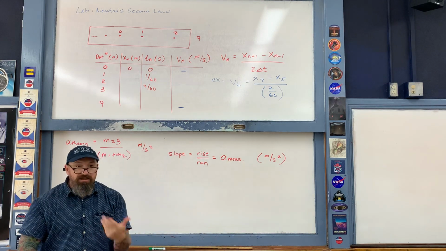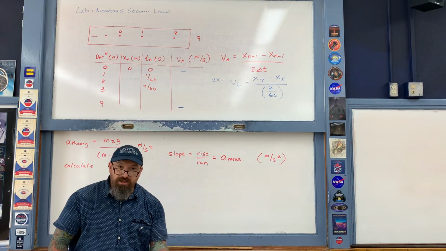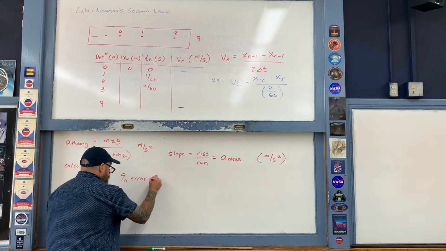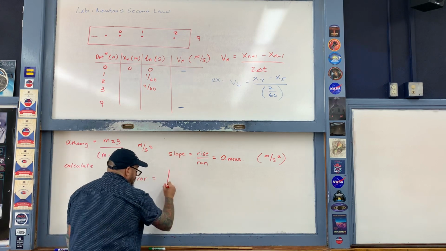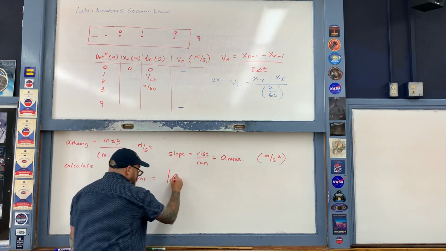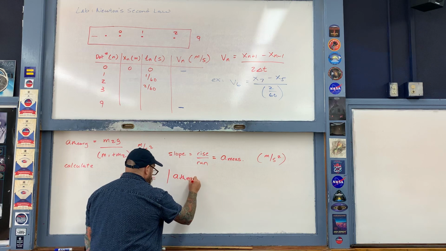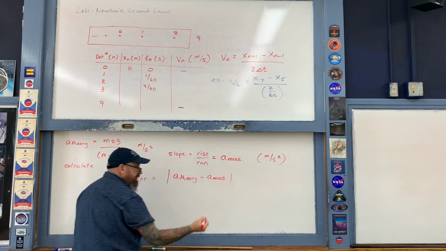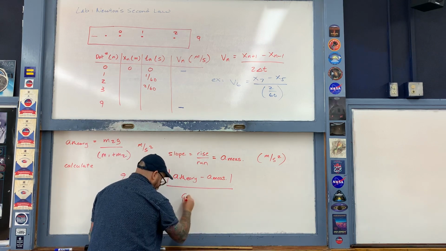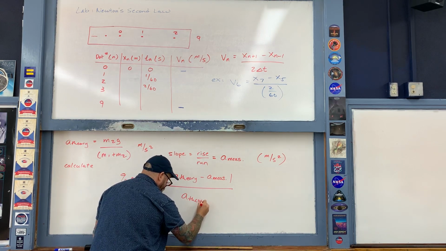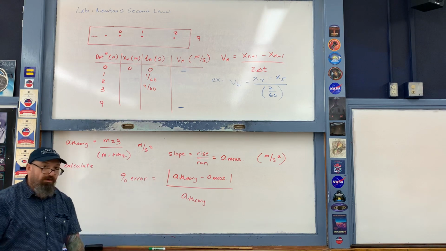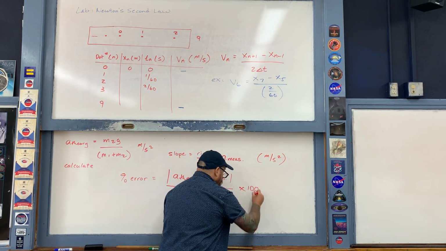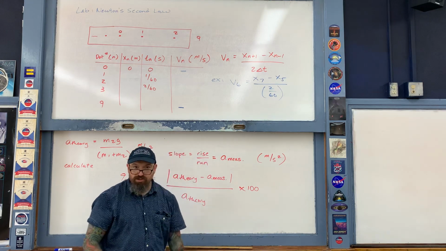So then the last step is to calculate a percent error. Your percent error is as follows. You take the absolute value of the difference between A theory and A measured, and then we'll make the comparison with respect to A theory. You place that in the denominator of the expression. What you'll end up with here is a decimal. Make sure that you multiply by 100 in order to convert it into a percentage.